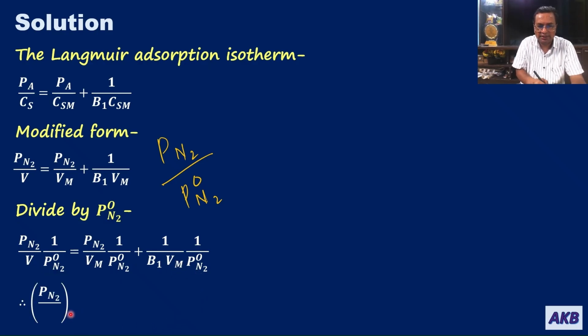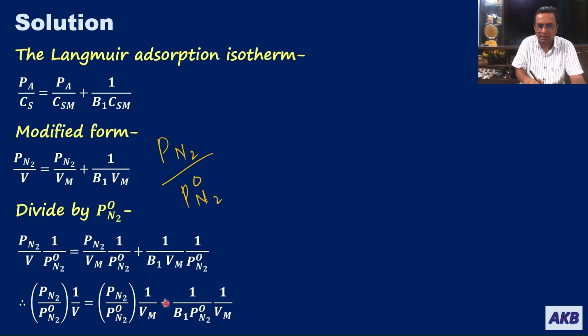I will rearrange it in a different way. So, it is Pn2 by Pn2 naught into 1 by V is equal to Pn2 upon Pn2 naught into 1 by Vm plus 1 upon B1 into Pn2 naught into 1 by Vm. Now, this term 1 upon B1 into Pn2 naught is constant, because at constant temperature the vapor pressure is not going to change. B1 is a constant. So, I will use a different letter to represent that constant.